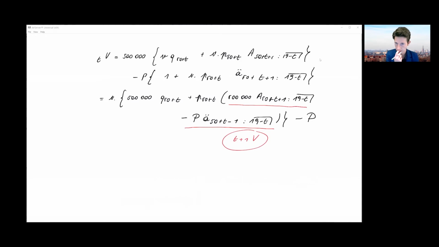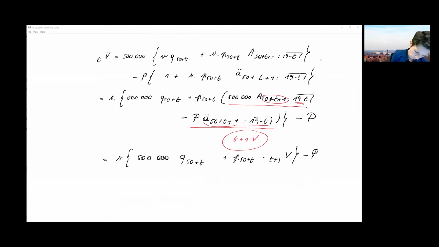This is the policy value at time t+1, because now you see that we're working with age 50+t+1. We've got a remaining duration of 19 minus t. And here as well, we've got 50 plus, this should be a plus 1 of course, 50+t+1, and again a remaining duration of 19 minus t. So putting it all together, I derived the following recursion. I've got V multiplied with 500,000 times q_{50+t}, plus the survival probability times (t+1)V, minus P.